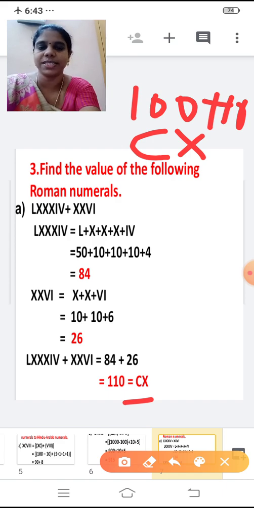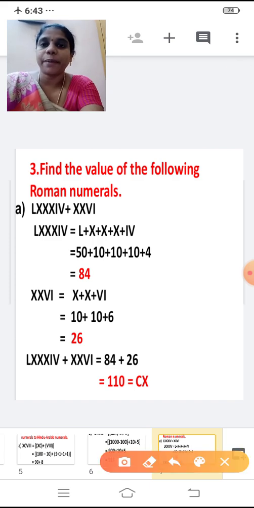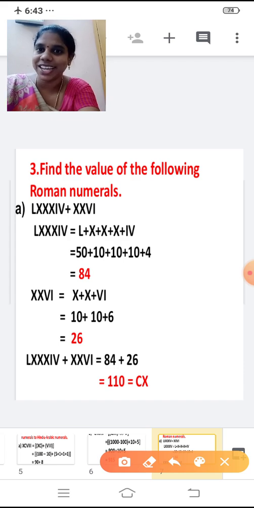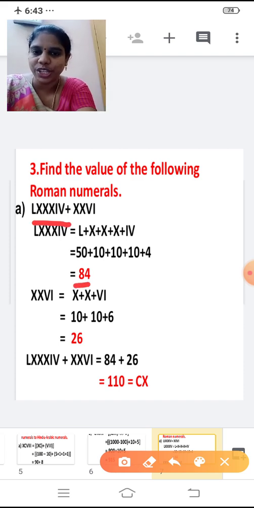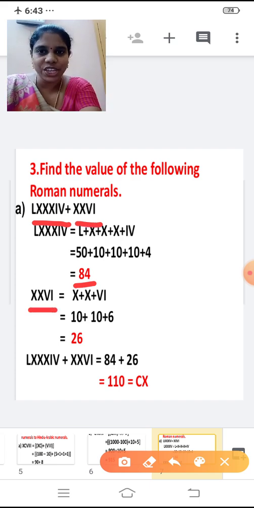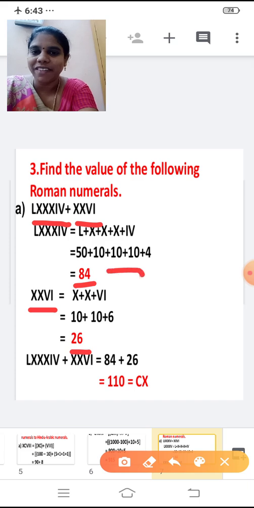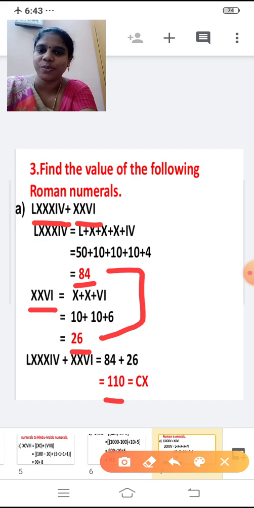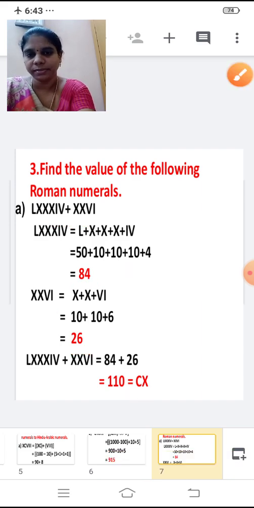So for adding and subtracting the Roman numerals, first you have to change them into Indo-Arabic numbers, and then we can add or subtract. Then at last change the answer into Roman numerals again. So first I took LXXXIV and changed it into an Indo-Arabic number. Next I took XXVI and changed it into an Indo-Arabic number. Then I added 84 plus 26. The answer is 110. Then you change that into Roman numerals: CX. Next sum.